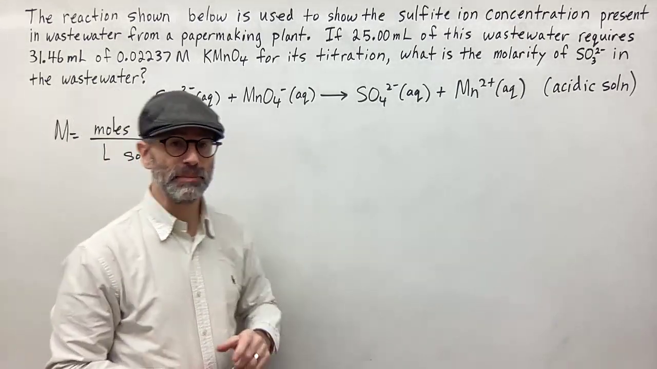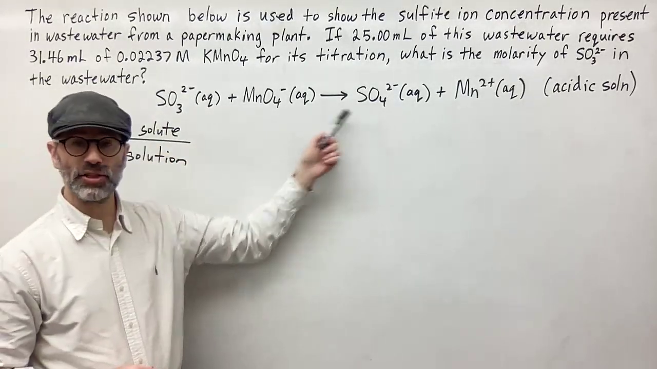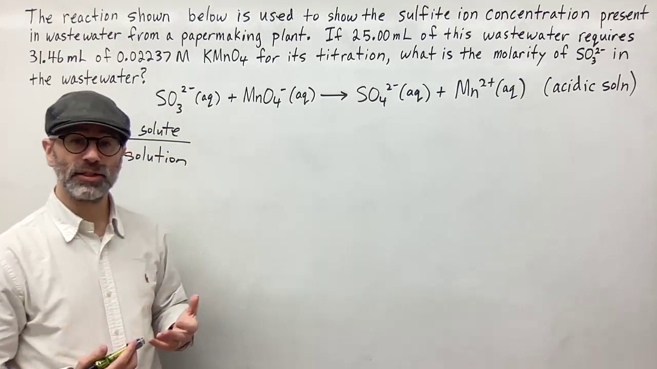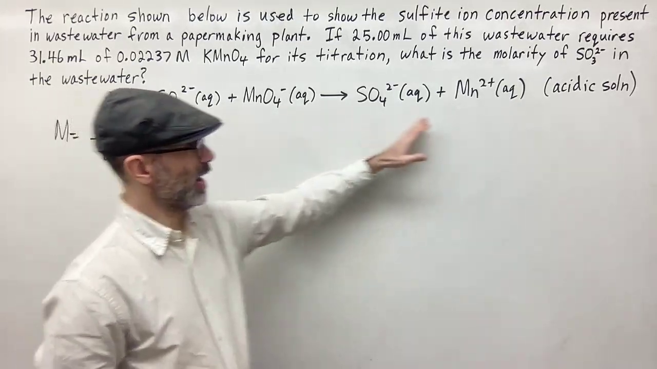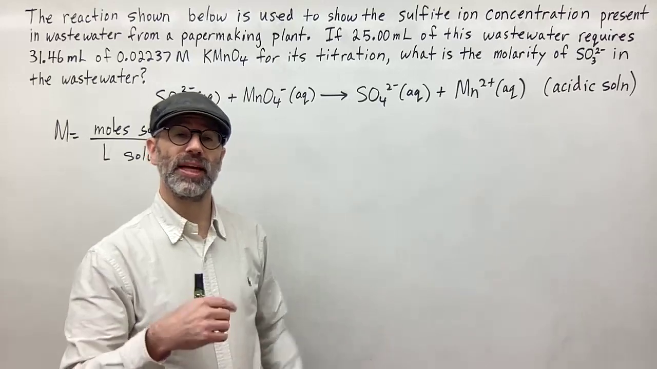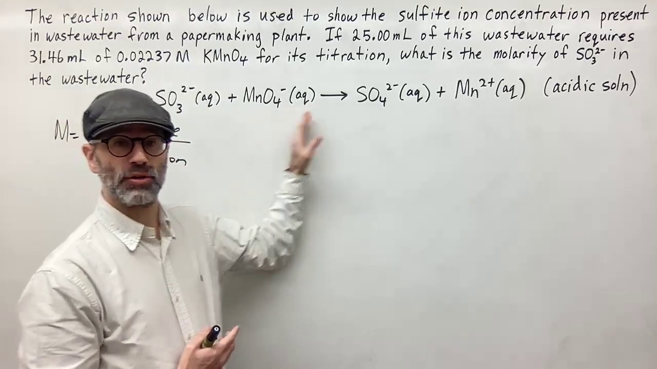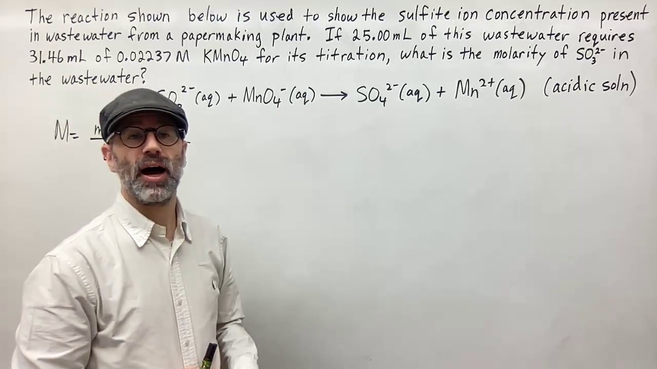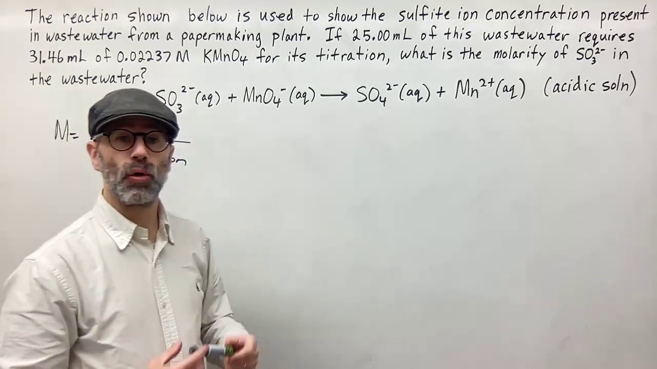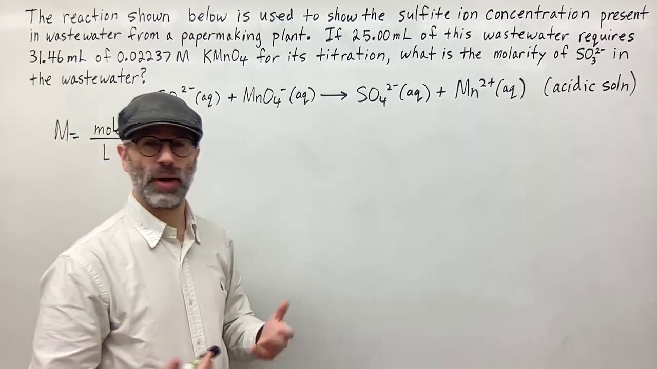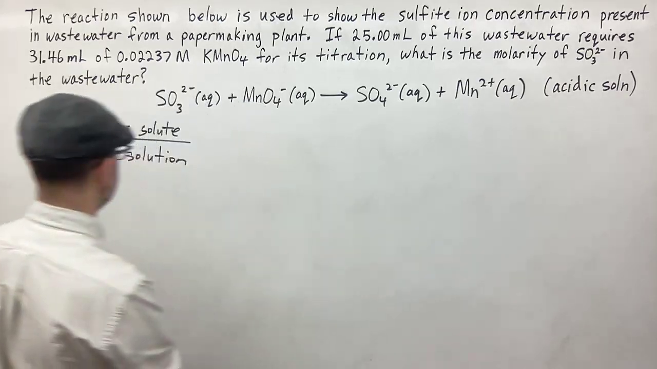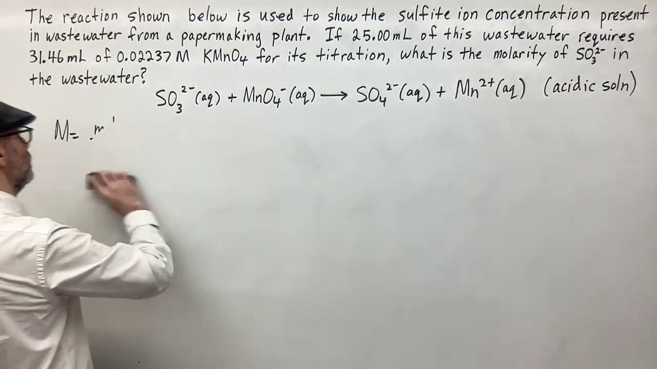Now, here's the thing. We don't have a balanced equation here. So we have to balance the redox reaction first so we can get a balanced equation, and then use the stoichiometry using the balanced equation to convert to moles of the sulfite in your wastewater. So we got to do that first.